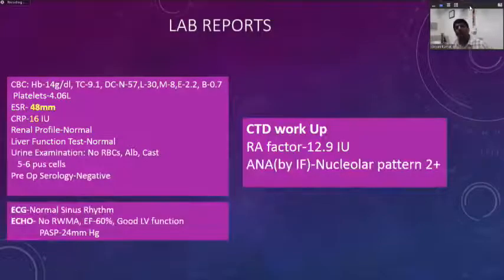At this point we went to the lab to support what we are dealing with. CBC is unremarkable except ESR, which is 48. Otherwise, most of the renal parameters and urine examination are also normal. Pre-op serology was also negative. Echo is unremarkable with good LV function and a PASP of 24 millimeters of mercury.